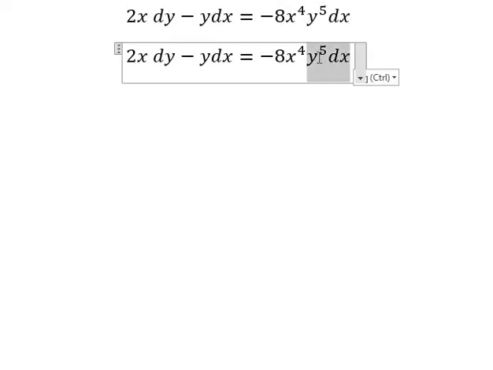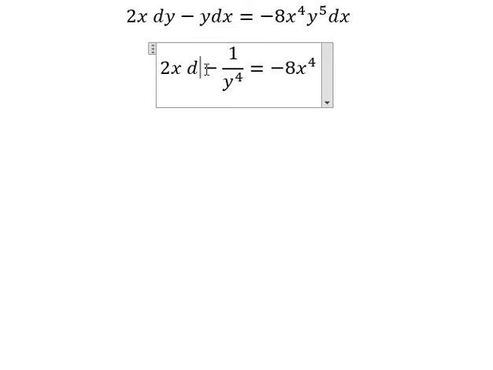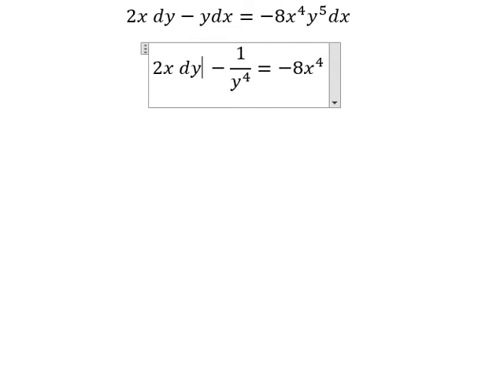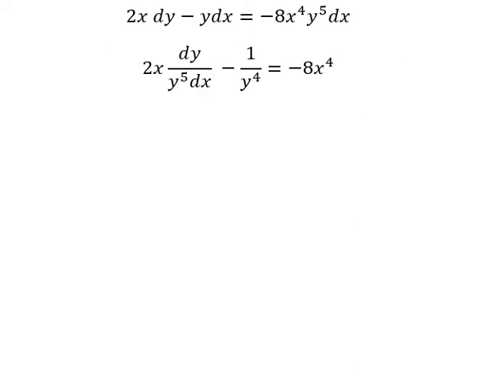We divide both sides by y to the power of 5 dx. So we have 1 over y to the power of 4 dy over y to the power of 5 dx. This is about Bernoulli's equation.